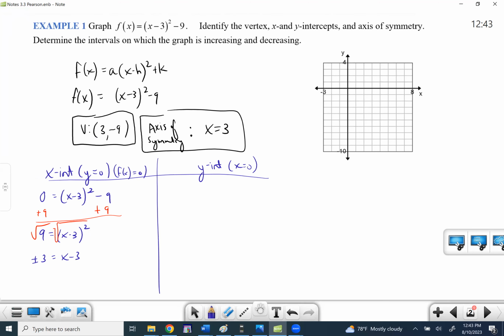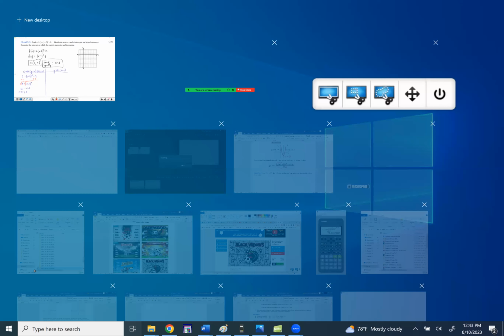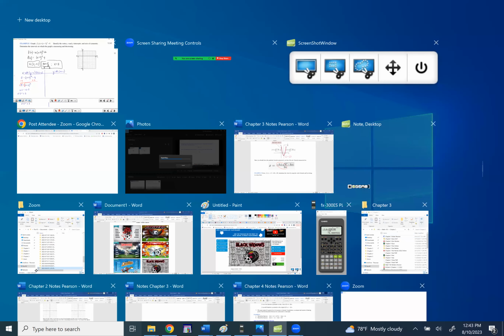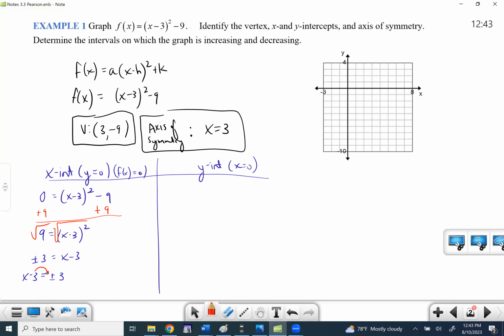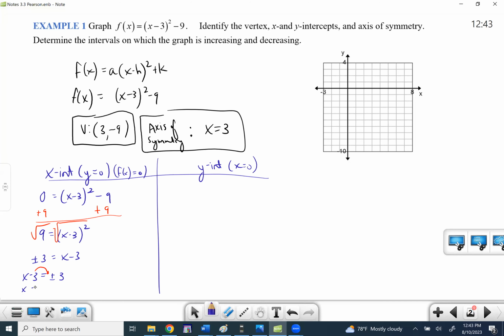From there, it might be easier to look at it this way, you guys. x minus 3 equals plus or minus 3. We're going to move the 3 over. Sorry, I've already told you guys, lefty issues. I rest my hand on the wrong spot on the screen all the time. Okay, so this is going to be x equals positive 3 plus or minus 3.